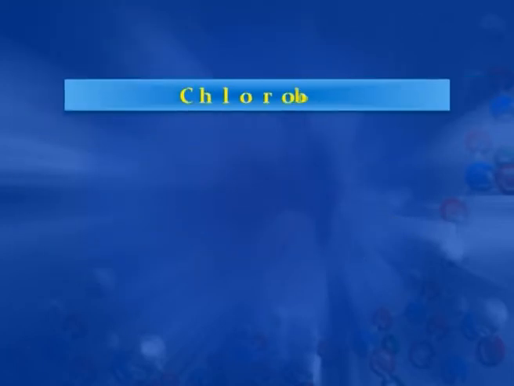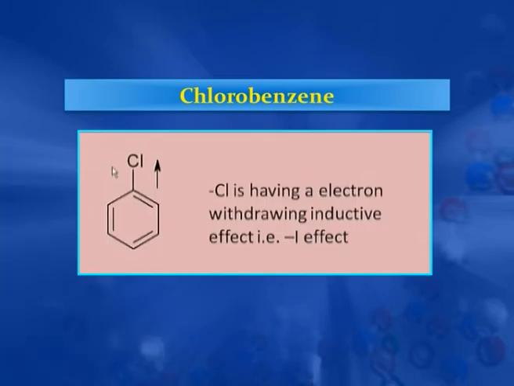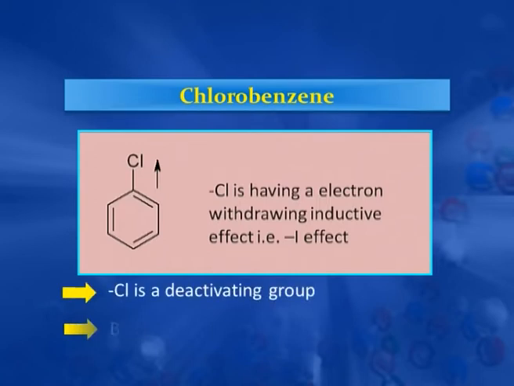Now, the next molecule is chlorobenzene. Here chlorine is attached to the benzene ring. Chlorine has an electron withdrawing inductive effect, that is minus I effect. So, it withdraws electron density from the benzene ring. That is why it is a deactivating group like the nitro group, but unlike nitro it is not a meta director. It was observed that chlorine is an ortho and para director.